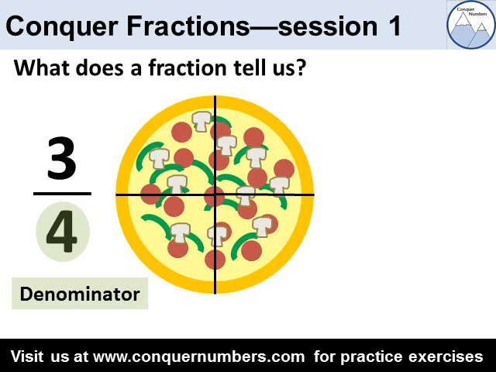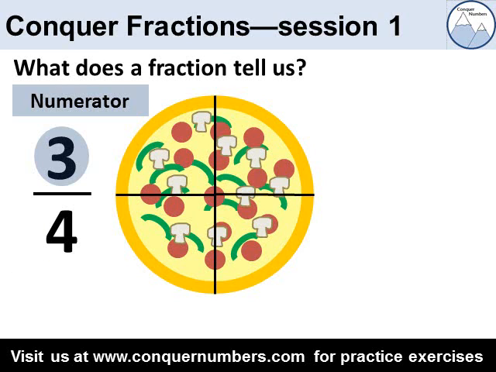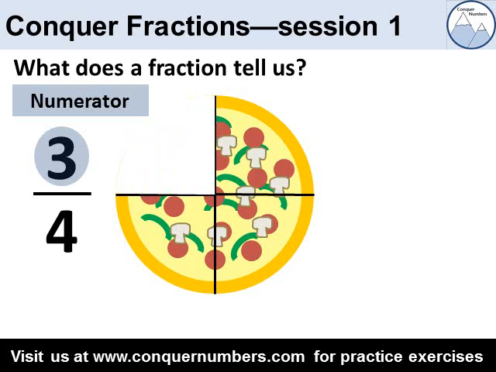Now we're going to look at the top number. Do you remember what that was called? The numerator. The numerator tells us after we've cut the pizza into 4 equal slices, how many of those slices we're going to keep for ourselves. Since the numerator here is 3, let's keep 3 slices for ourselves. And there we have, you can see we have 3 slices. 1, 2, and 3. So this shows us what 3/4 of a pizza would look like. We sliced the pizza into 4 equal slices, and we took 3 of those slices for ourselves.